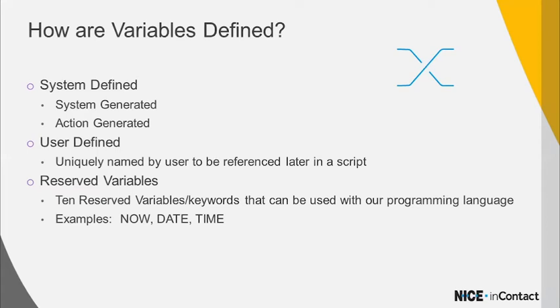So system defined, like idle in language, are those variables which we can't change. And user defined variables are those which we define when we create the routing logic or when we create a script. Reserved variables are reserved from the system point of view, and it doesn't allow us to change them. Like time, date, and now, these time variables are reserved from the system programming language, or from the Studio.